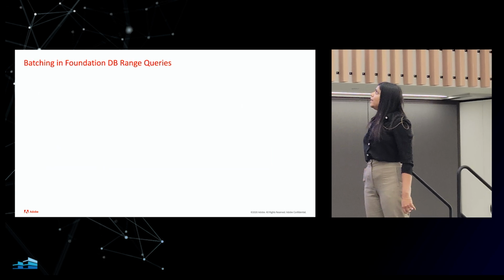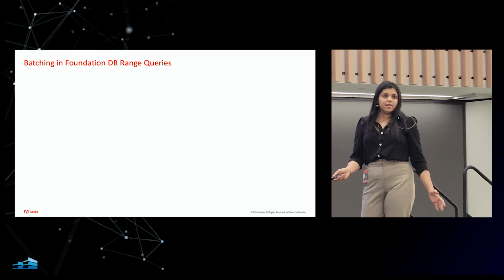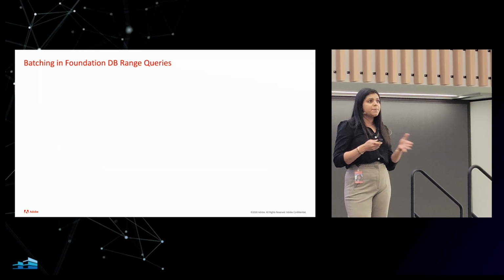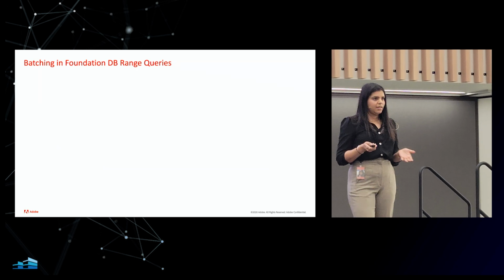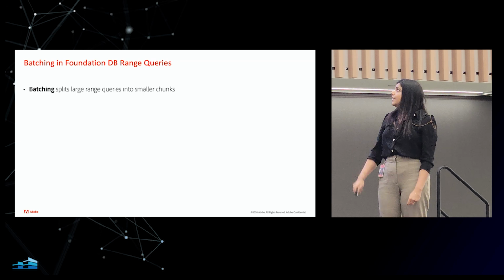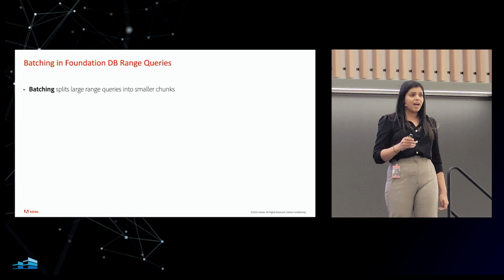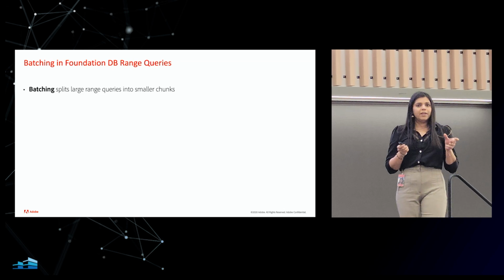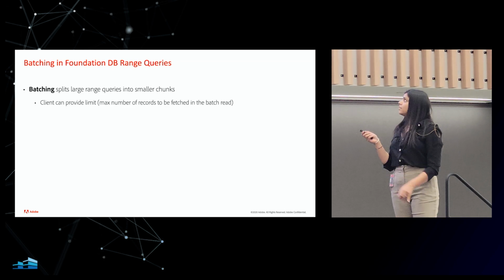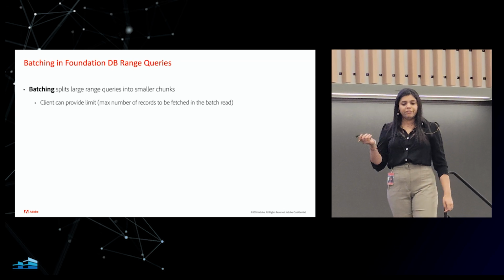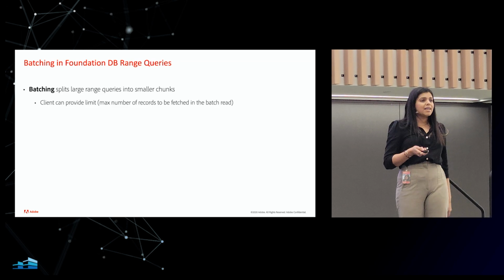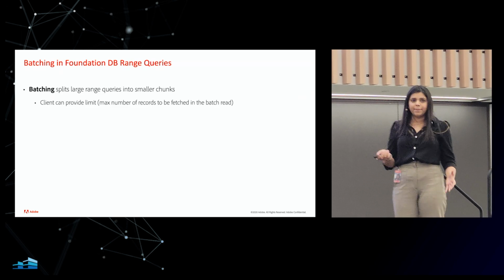All right, starting with batching. Range queries, as we learned, are a powerful feature. But let's say the client comes in and asks for a substantially large key range. How do we handle it? For that, batching helps us split large range queries into smaller chunks. In the prior slide, we learned about the limit, and this is what we're talking about. The FoundationDB client allows us to provide a limit, which is the max number of records we want to fetch in the batch mode.